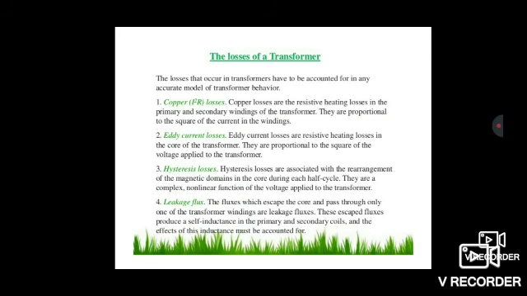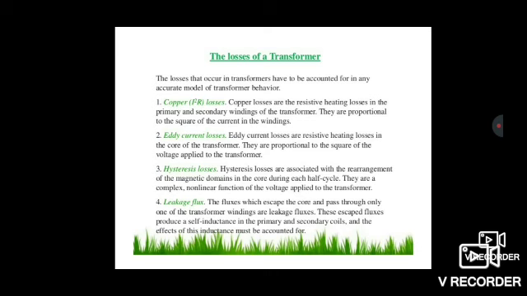Then we will see the losses of transformer. The losses that occur in transformers have to be accounted for in any accurate model of transformer behavior. We know the transformer has copper loss and core loss. Copper loss is I squared R loss. Copper losses are the resistive heating losses in the primary and secondary winding of the transformer. They are proportional to the square of current in the winding.